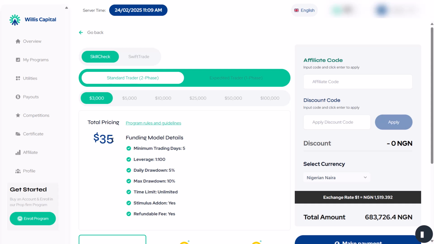Do your best, pass those challenges, get funded. The 3k, if you make 10%, 20% of 3k, is something. If you make that for a year, guys, it's something. Don't let anyone deceive you, I'm very, very serious about this. So we have a 3k for $35, a 5k for $45, 10k like $89, 25k $189, 50k $310, and $450 for your 100k account.